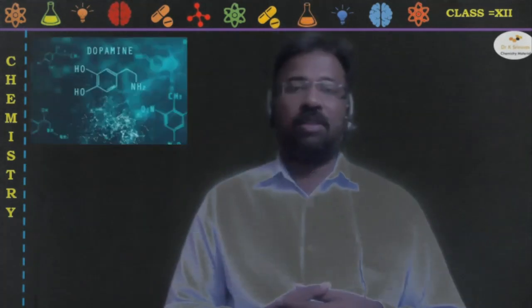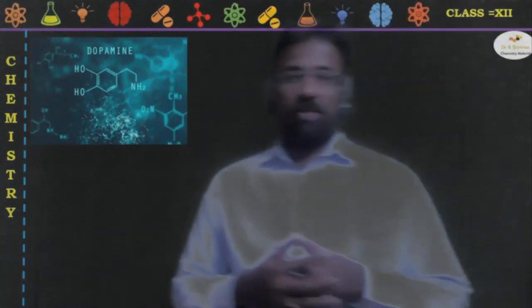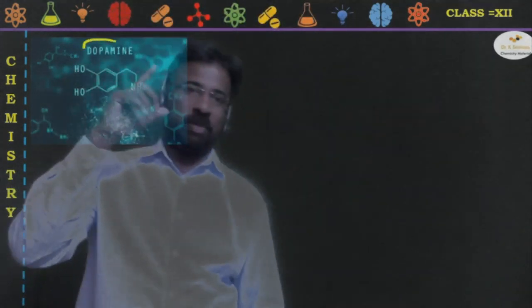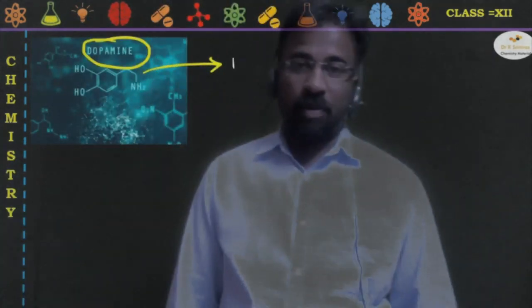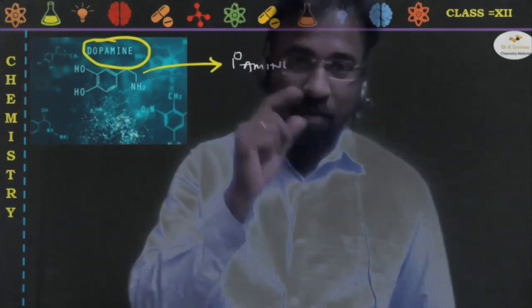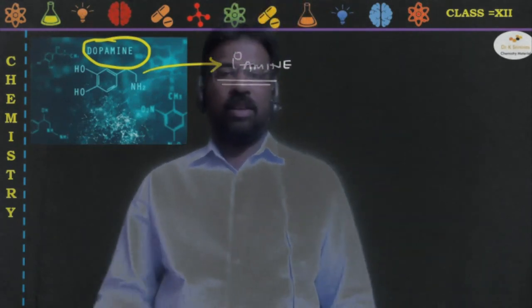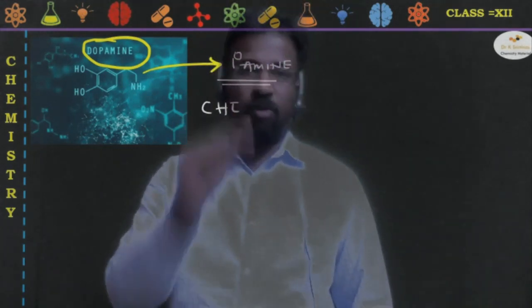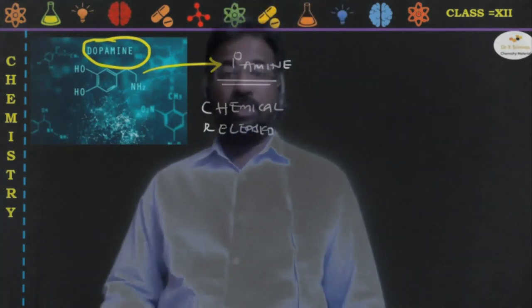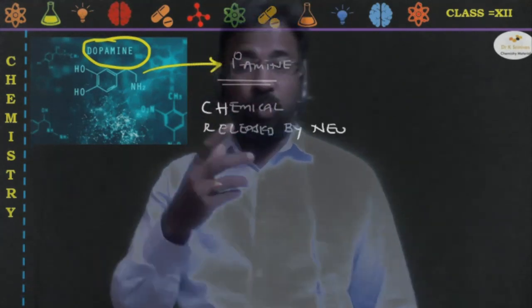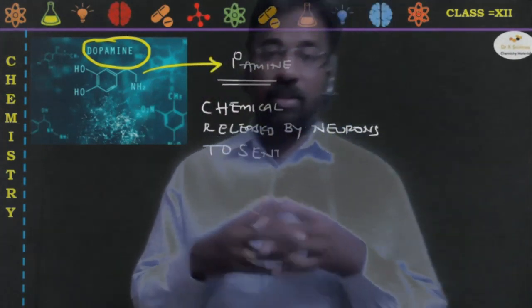So let us check the biological importance or a few important examples. One of our most favorite is dopamine. If we check this one, here we have the primary amine. Whenever we say primary amine, of course, you can see two hydrogens present on the nitrogen, isn't it? So one R group or one aryl group is attached to this. What is this dopamine exactly? It is a chemical released by neurons to send signals to other nerve cells.